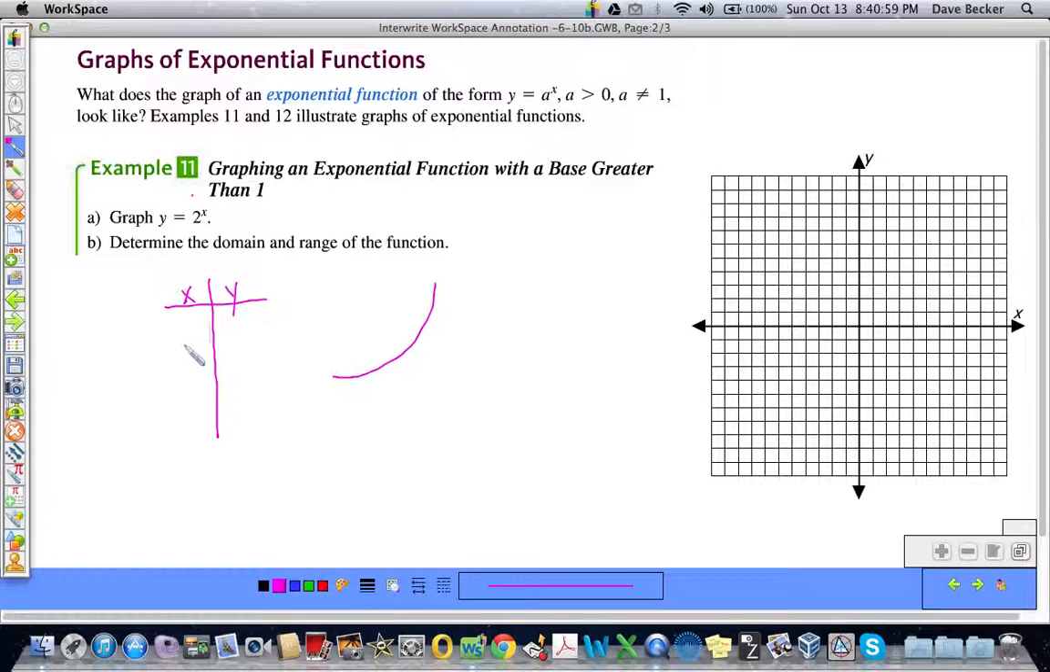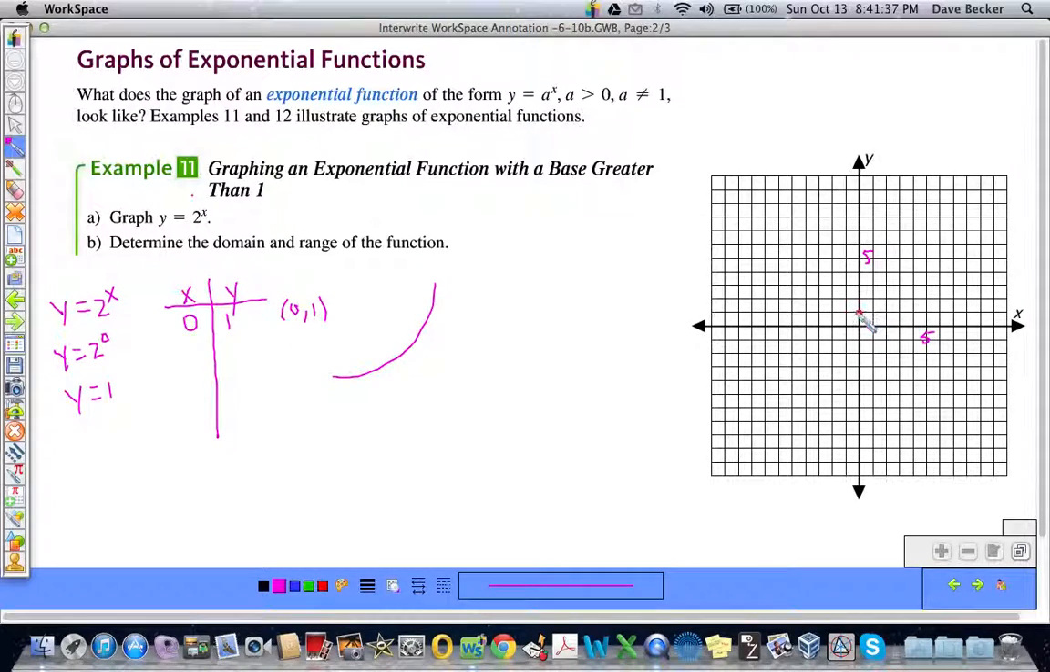X, Y. I'm going to choose 0 if I can. I love the 0 because when x is 0, y equals 2 to the 0, so y would be equal to 1. So we have the point 0, 1, the ordered pair 0, 1. And I can go ahead and plot that point. Let's give ourselves some scale: 1, 2, 3, 4, 5.